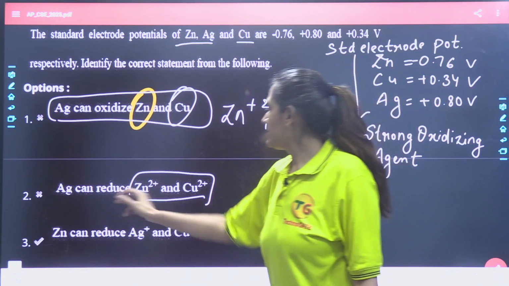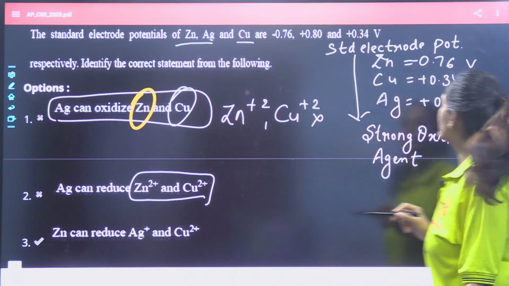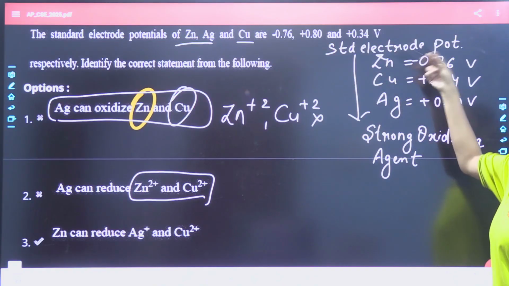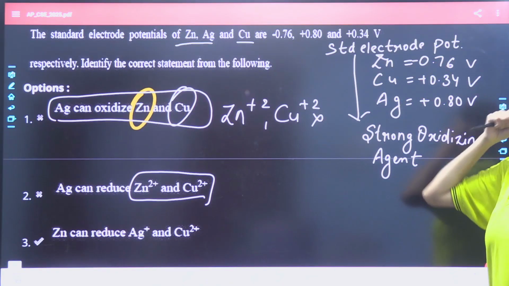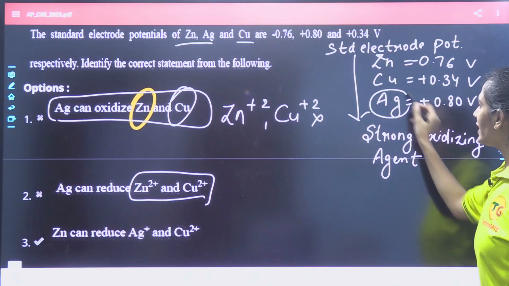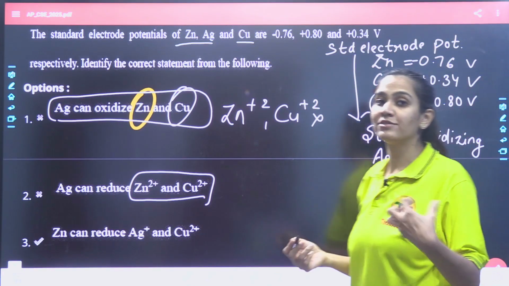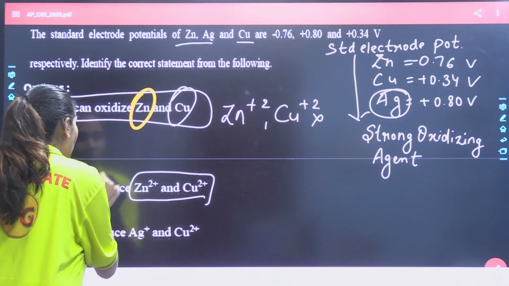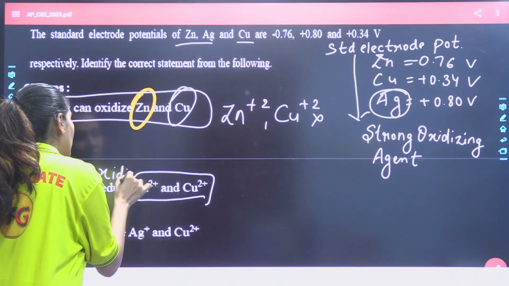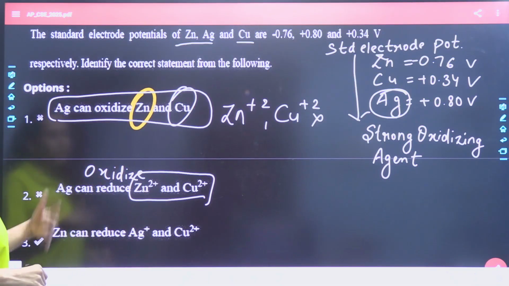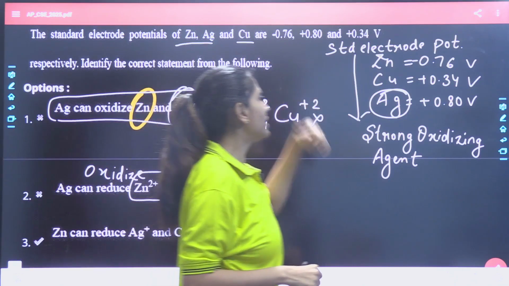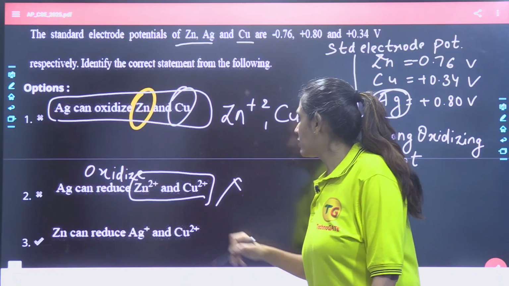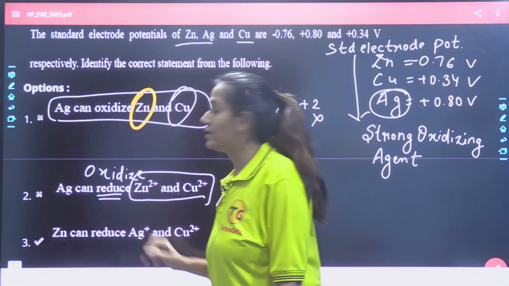Then, silver can reduce zinc and copper ions. See, can silver reduce this and this? No, they oxidize the elements which are present above them. This is a strong oxidizing agent. It itself wants to get reduced. It wants electrons. So it won't reduce, it would rather oxidize zinc and copper. So this option is also wrong because here reduce is written and not oxidize.